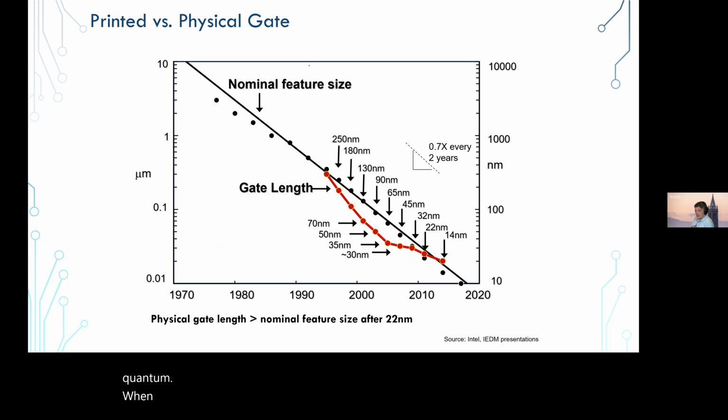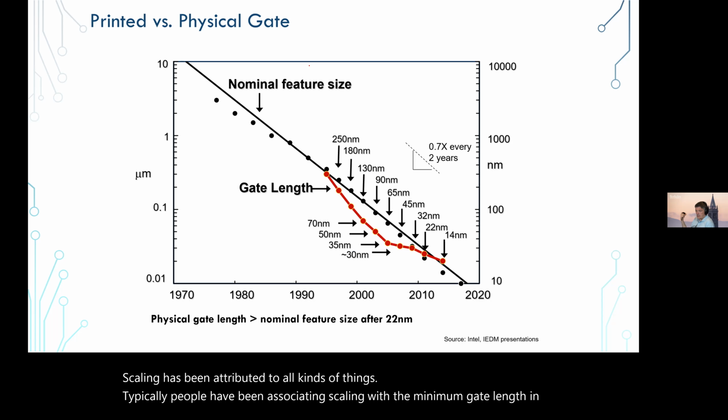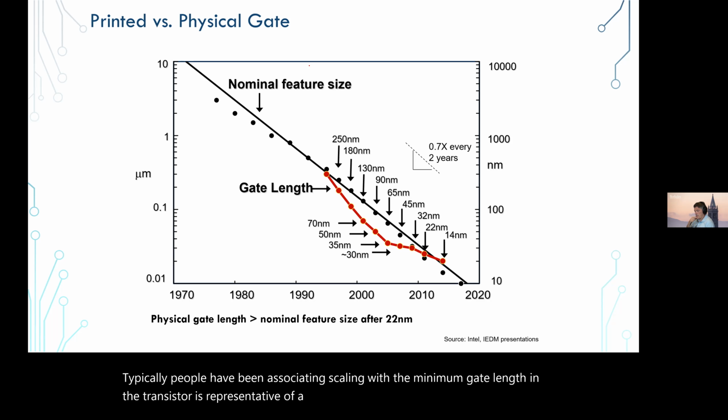When we are talking about CMOS, this is another plot that is very important to keep in mind. When we talk about the scaling, scaling has been attributed to all kinds of things. Typically, people have been associating scaling with the minimum gate length in a transistor as a representative of a minimum feature size for the technology. But that has been very, very misleading, and it is very particularly misleading nowadays. We're going to have a lecture that is going to dive a little bit more into this in about 2 weeks.